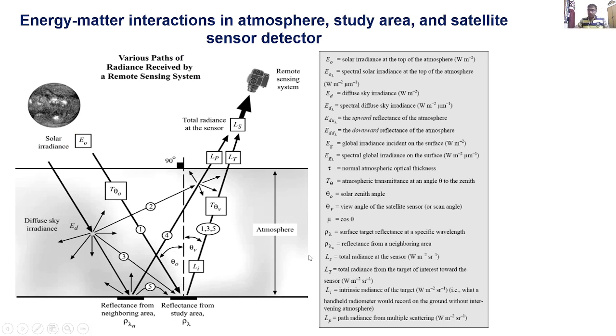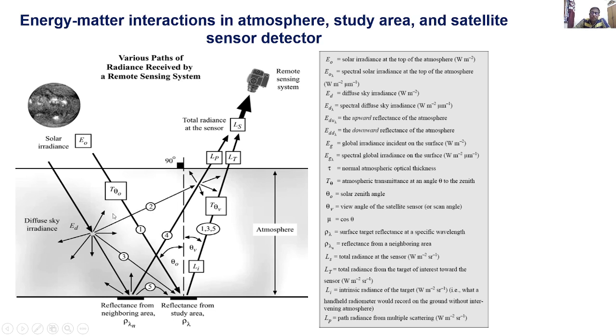So let us see this diagram. A part of the radiation will come from the sun, which is finally detected by the remote sensing sensors. So what goes on in between? The first part is the solar irradiance, which is basically downgoing. It is first experienced by the top of the atmosphere. The T theta naught is basically the transmittance, so only some part of it will be transmitted, the radiation which comes downward to the Earth's surface.